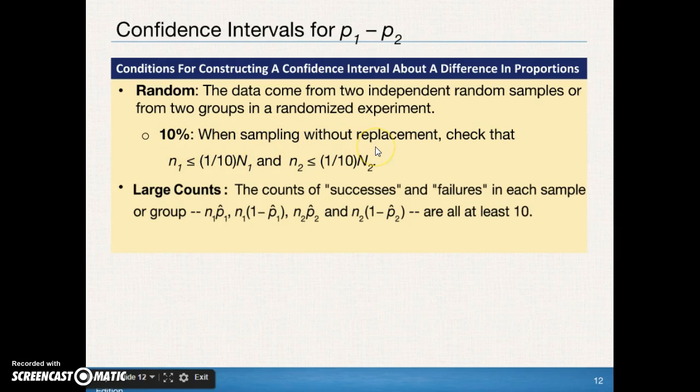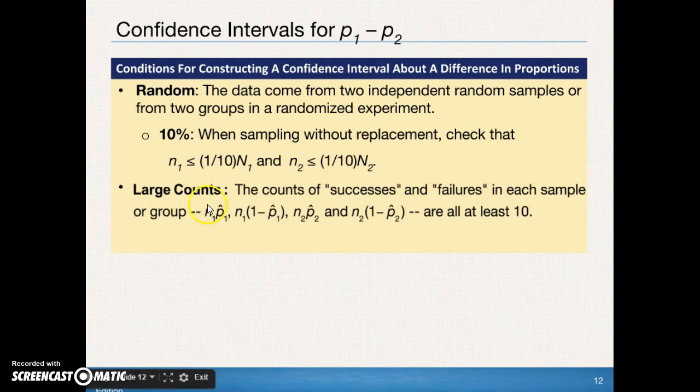We still want to meet the 10% condition. Again, when sampling without replacement, they use the fraction form in our book, but basically if you multiply both sides by 10, you want to know, is the population of group 1 10 times the sample size, and is the population of group 2 10 times the sample size?